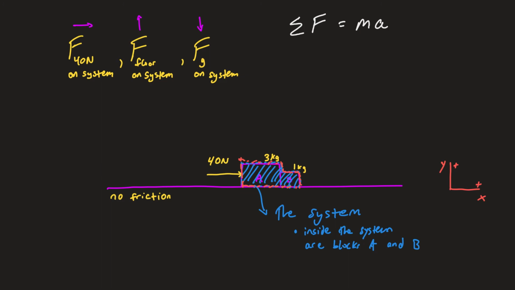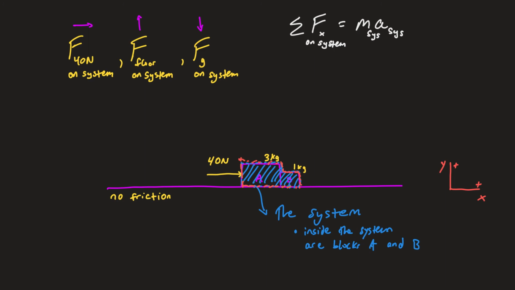And we'll do this in the horizontal direction. But specifically, the subscripting is very important. We're going to say let's sum all the forces in the x direction on the system. And that's going to equal the mass of what? Well, the mass of the system multiplied by the acceleration of the system. So we're being very specific with our subscripting here.